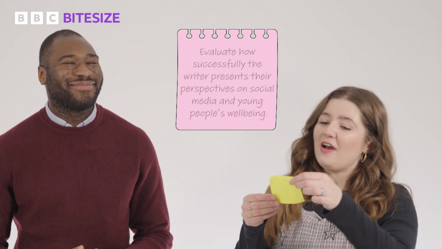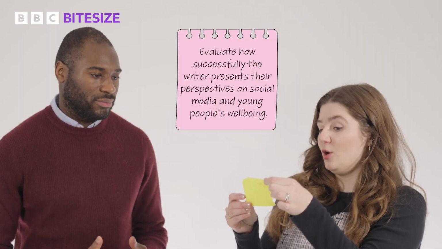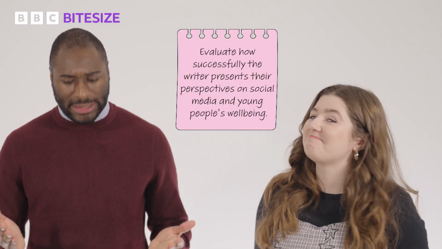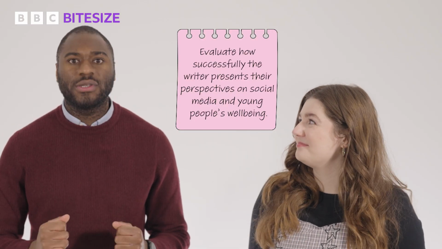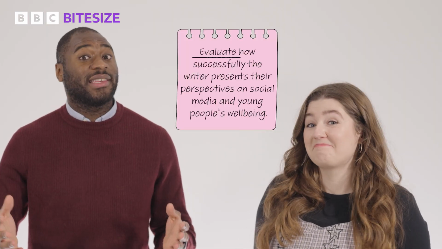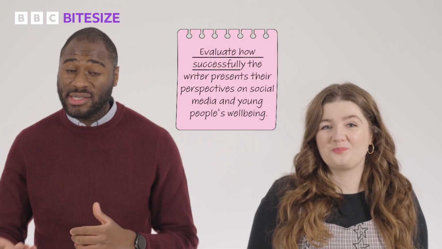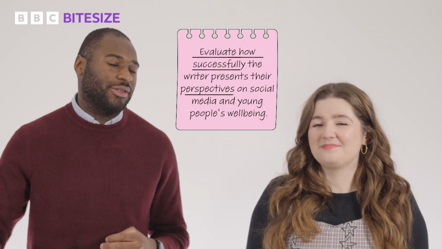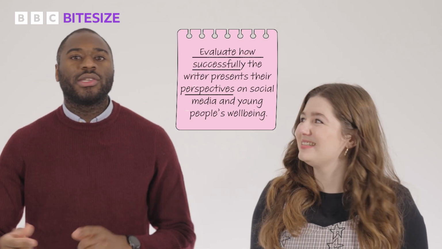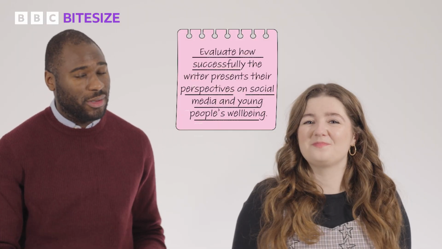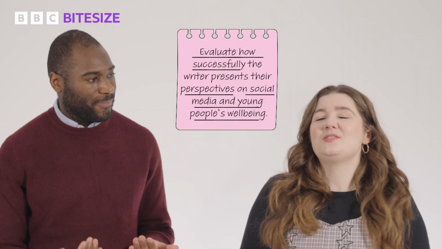All right, my turn to test you, Carol. Here's another one. Evaluate how successfully the writer presents their perspectives on social media and young people's well-being. Right, keywords. How about evaluate? That's where you have to make a judgment. How successfully? That's about methods and effectiveness. Perspectives. That's about the writer's views and attitudes. And finally, social media and young people's well-being. That's the specific angle. So it's not just social media in general, but the impact on well-being. Nice work. Here's your prize.